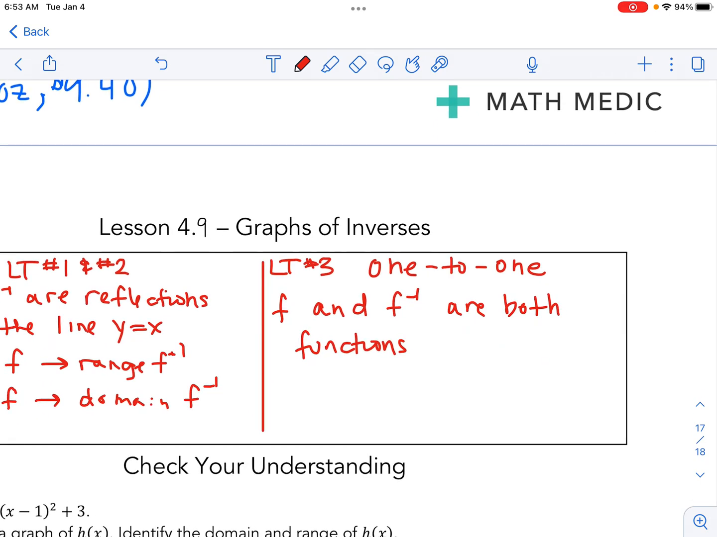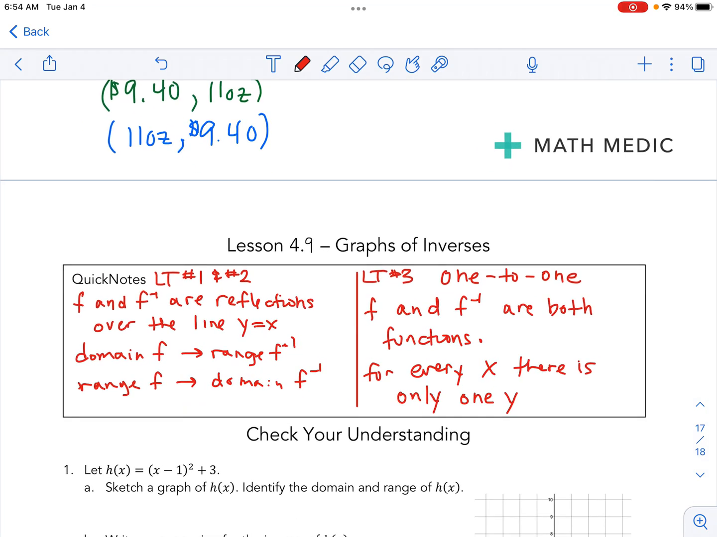So, and that's the idea of one-to-one. If f and its inverse are both functions, then we say that the function is one-to-one. And so what that means is that for every x, there is only one y. I think maybe I should write the word one, not use a number, one y. Every x maps to exactly one y and vice versa.